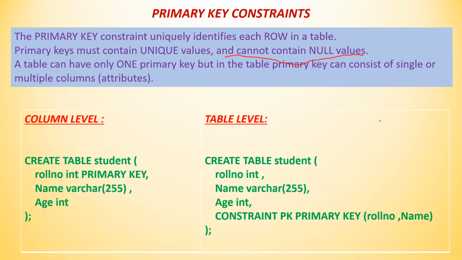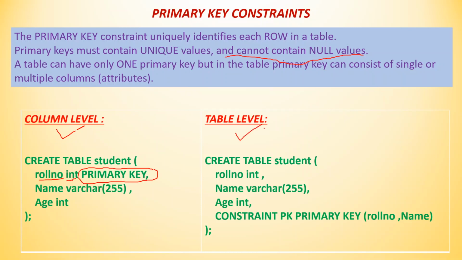So whenever we have to make any column, any attribute a primary key, we can add an extra keyword to it. That keyword is primary key. Like we have written over here, create table student, roll number is the attribute, integer is its data type, and after that we have written primary key. So here the database will make roll number the primary key of that table. This is called column level constraint.